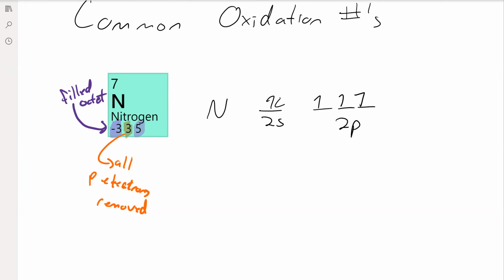And then for this +5 oxidation state, what happens there is it loses all valence electrons. Right, so we wouldn't expect nitrogen to be able to have an oxidation state of greater than 5 because it only has 5 valence electrons. So again, oxidation states are just another way of counting electrons, keeping track of where they're going, talking about electron density.